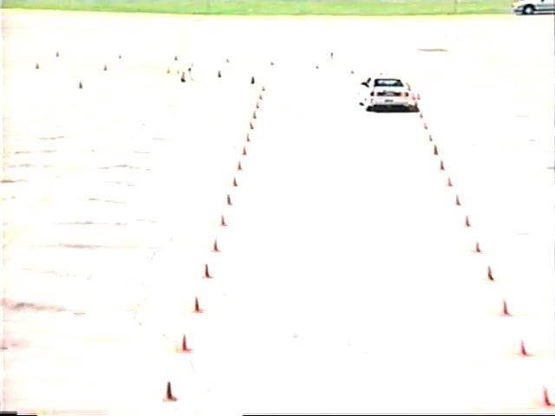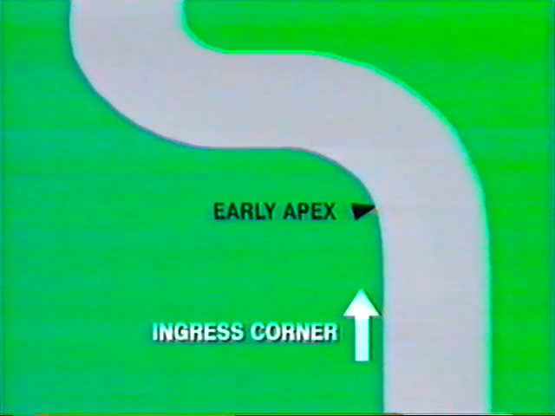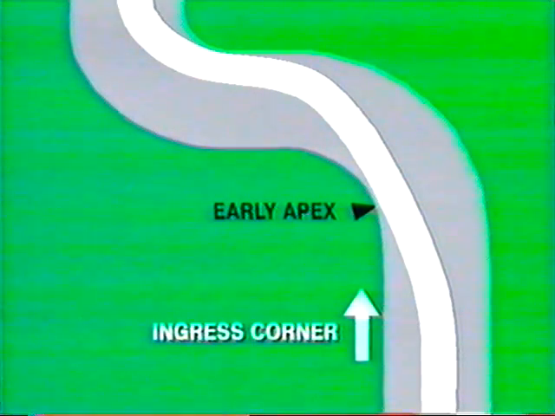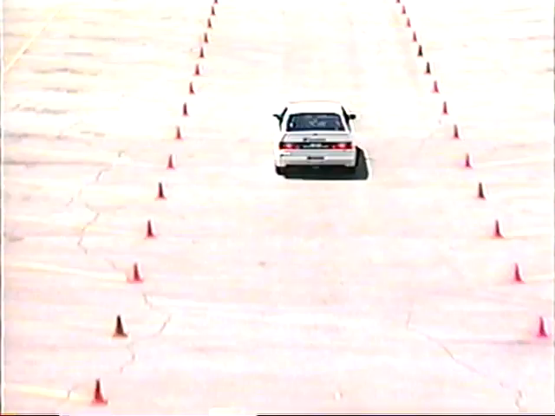Here's the same thing again. Ingress corner, late apex. The time, 4.821 seconds. Here's what it looks like if you take an early apex on an ingress corner. The car runs down the middle of the straight, touches the inside of the curve early, and then has to correct quickly to finish the turn.